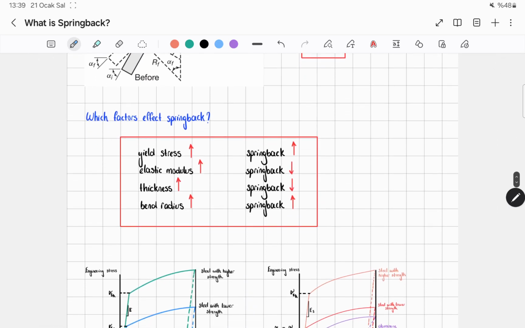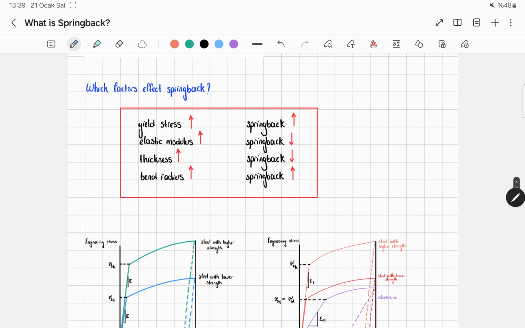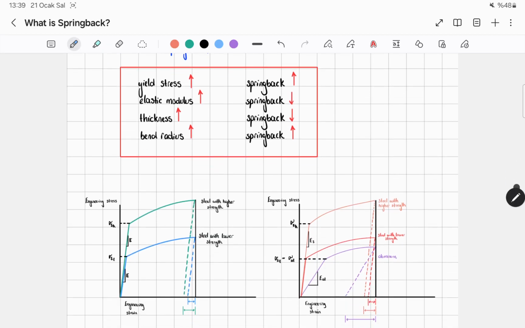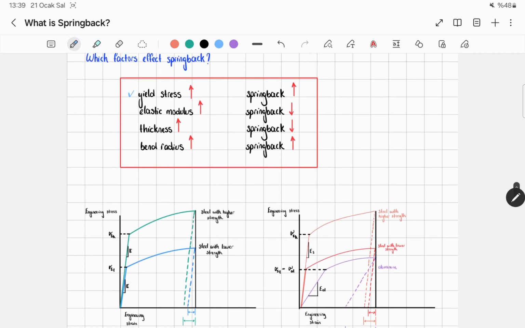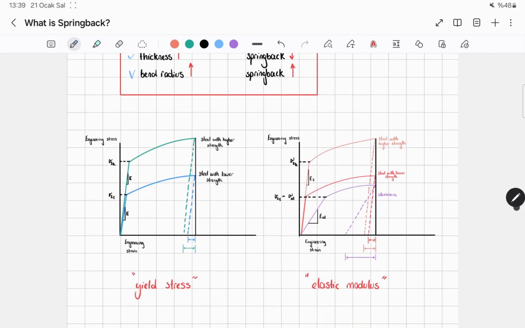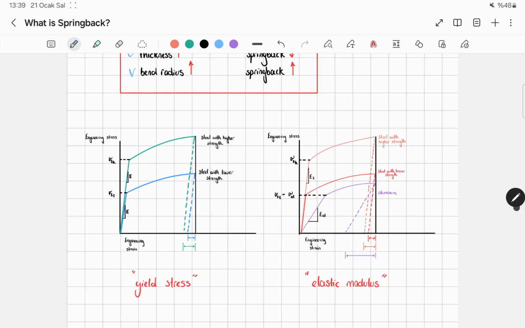So which factors affect springback? Yield stress, elastic modulus, thickness, and bend radius affect springback. Let's look at them step by step. Then I will explain why the springback is increasing or decreasing with respect to these effects. So let's check the engineering stress and strain diagram again.